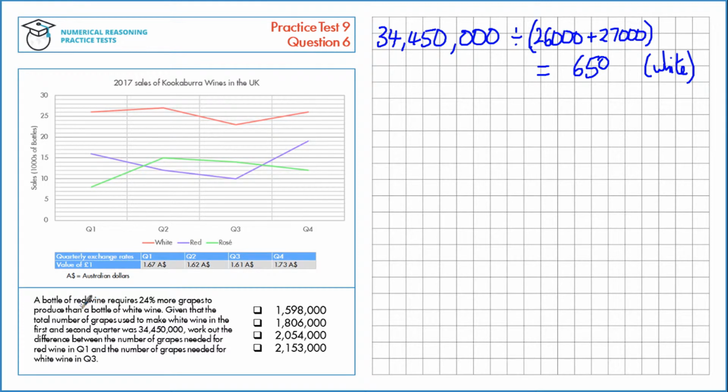We're told that a bottle of red wine requires 24% more grapes. So if we take the number of grapes for the white wine and increase by 24%, which is a multiplier of 1.24, then we have 806 grapes for a bottle of red wine.